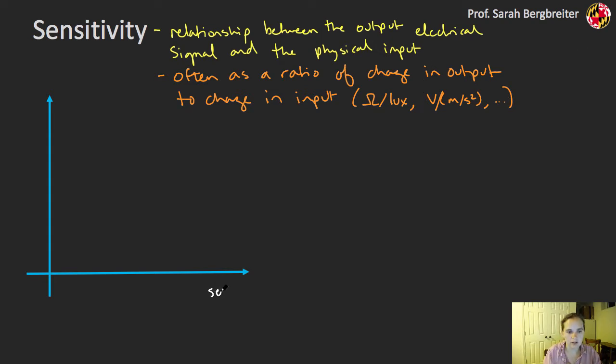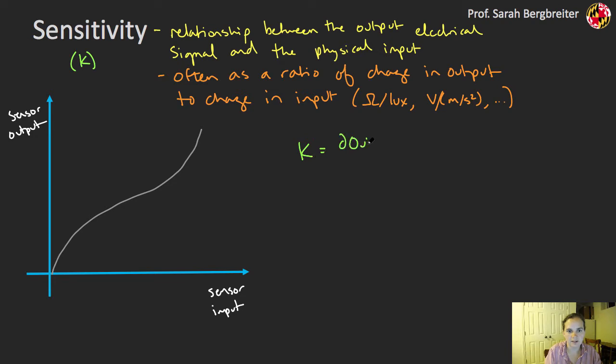And another way to look at this is graphically. So if I look at sensor input on one axis and my sensor output on the y-axis here, I'm effectively defining my sensitivity, and I often write that as K. So I'm defining my sensitivity as the slope of that curve. And what you'll notice here is I've drawn this curve as nonlinear, and oftentimes a sensor will have a nonlinear response. And so I need to think of a sensitivity at a particular point.